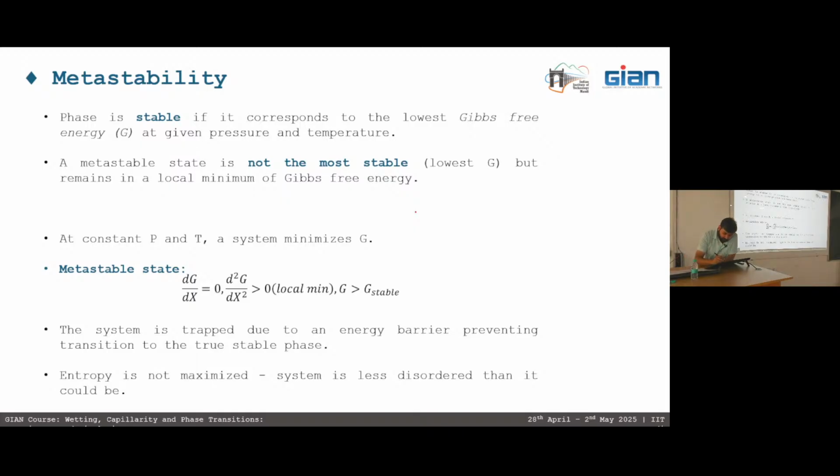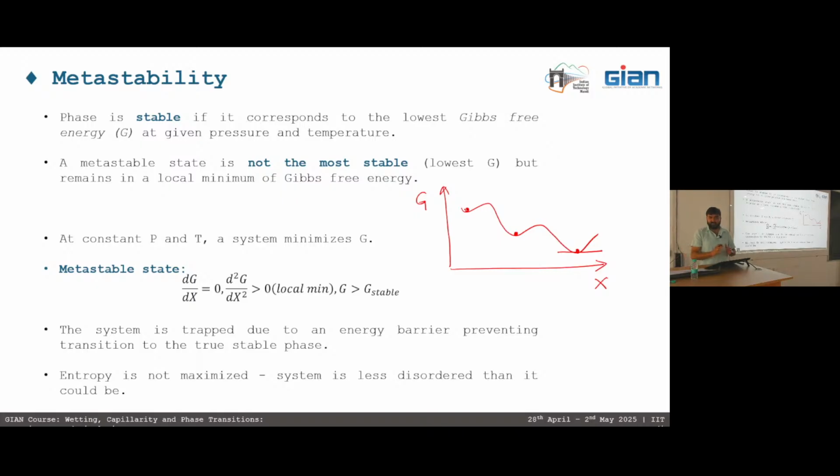So if I plot here the G versus state diagram, for any given pressure and temperature, we might have different states here, right? If you see this G versus X plot, this is a point of global minima. It means here the Gibbs free energy is minimized. Now, what about these states or these states? It is still a minima.